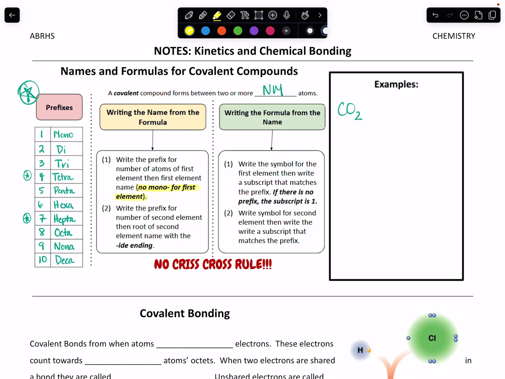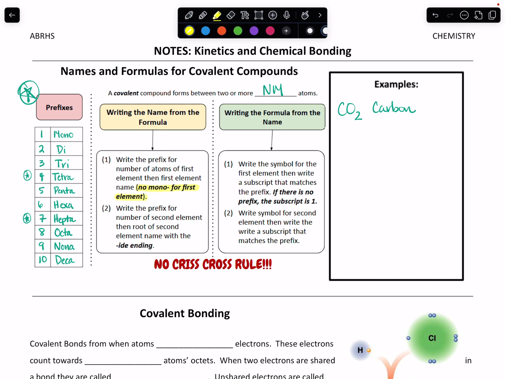All right. So here we look, we have CO2. So we have one carbon. All right. But it says we don't use mono. So we're just going to write the word carbon. All right. So it's not monocarbon. It's just carbon. So we never use the prefix mono for the first element. If you have one of that element, you just write the name of the element. That's it.